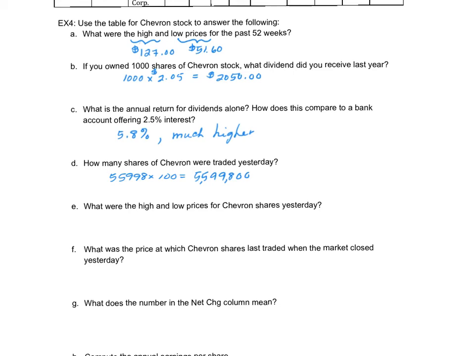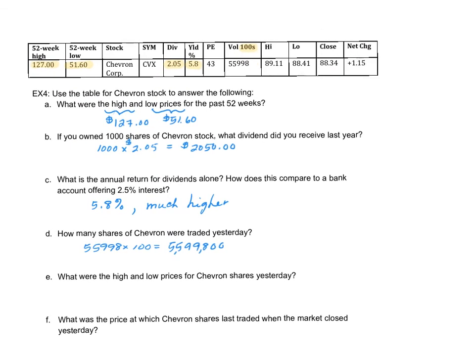What were the high and low prices for Chevron shares yesterday? Again, going back to the table, that would be the high-low columns. So the high price would be 89.11, the low would be 88.41.